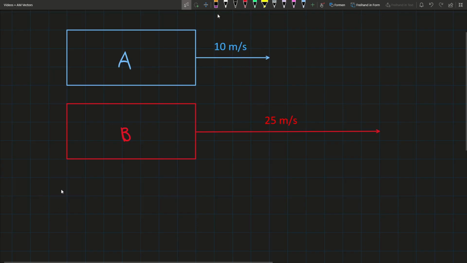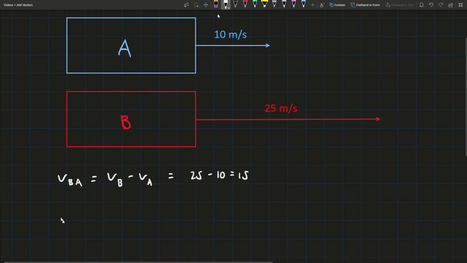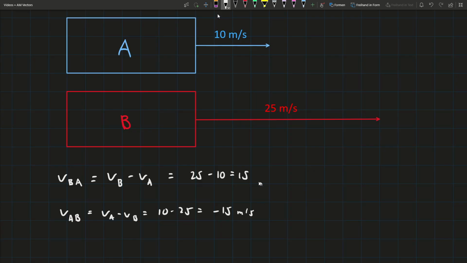And the way that you calculate that is fairly straightforward. If you want the velocity of B relative to A, that's from A's perspective, so it's relative to A. It's the velocity of B minus the velocity of A, which in this case is equal to 25 minus 10, which is 15. Then if we were to do it from B's perspective, it would be a little different. We have the velocity of A relative to B, which is VA minus VB, which would be 10 minus 25, which is equal to minus 15, and these are both in meters per second.